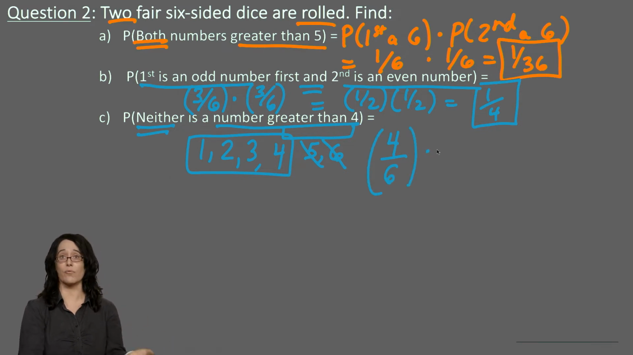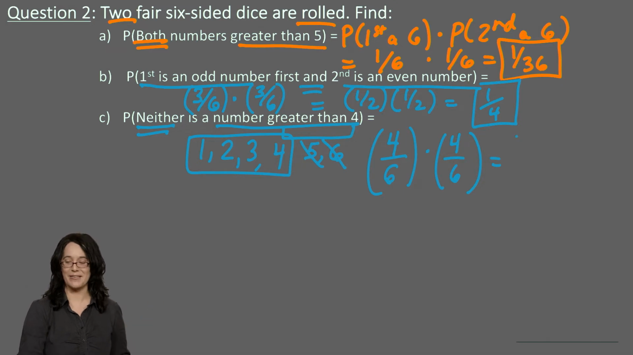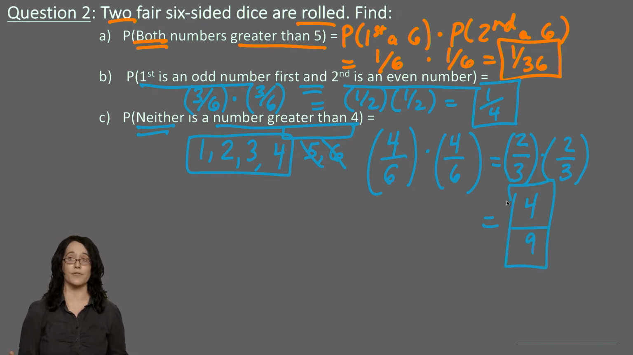Now for our second roll, remember the first roll does not impact the second roll of a die. They're separate events, independent events. So this would still be 4 out of 6. And just like our last question, you are welcome to reduce early to save yourself bigger numbers, right? That's 2 over 3, isn't it? Times 2 over 3 when I reduce. So I'm just left with 2 times 2, or 4, for my numerator, 3 times 3, or 9, for my denominator, which again, you could easily convert using a calculator into a decimal and a percent if needed.